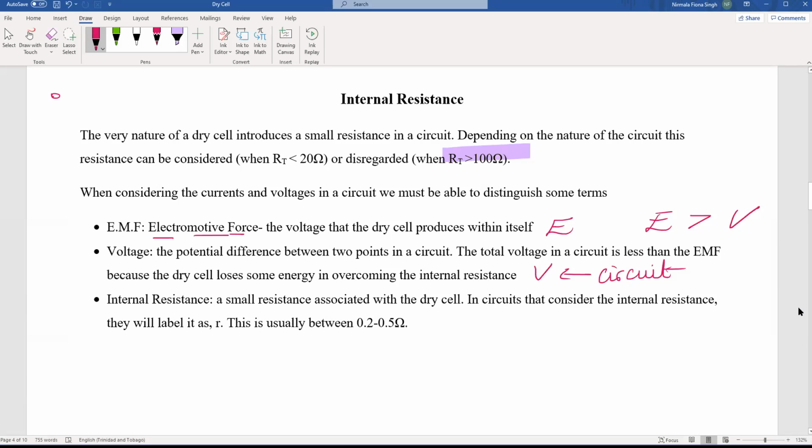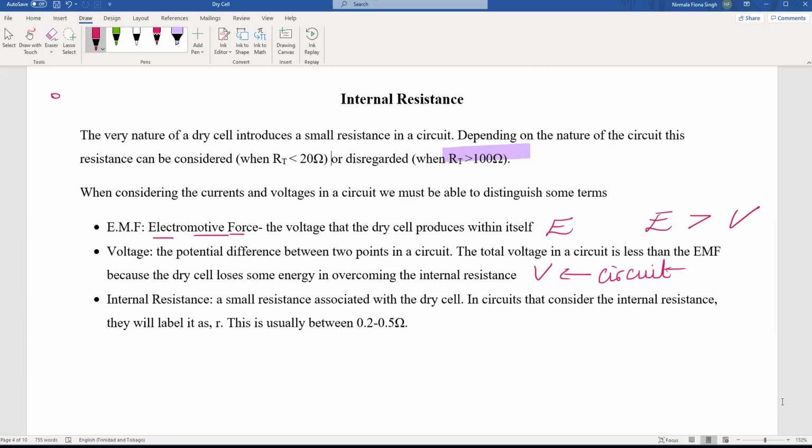And then we have internal resistance. This is a small resistance associated with the dry cell. In circuits that consider internal resistance, it will label it as lowercase r, and this is usually between 0.2 to 0.5 ohms. So if our circuit is a small resistance circuit, this little bit of resistance is going to make a difference. But if we have a high resistance circuit where we're using 100 or 1,000 ohms, that 0.5 is not going to matter. It's so small, it's not going to make much difference.